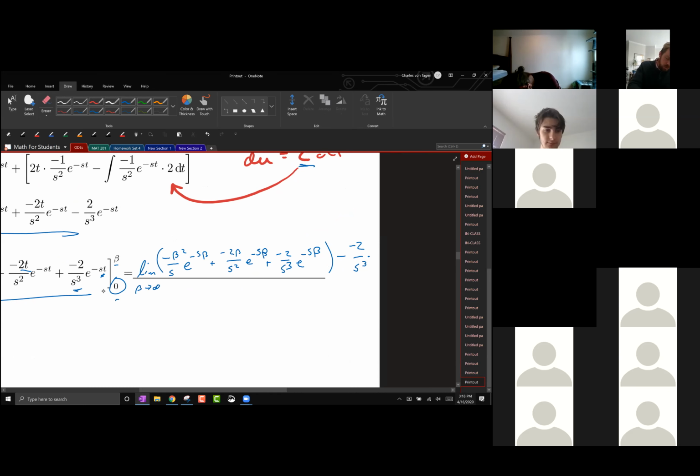And then notice that each one of these goes to 0, but we'd have to do L'Hopital's rule on both of these. We'd have to do L'Hopital once here. We'd have to do it twice here. And then this one will go to 0 here, but that is all assuming what? S is greater than 0. And so at the end of the day, what does this Laplace transform evaluate to? It evaluates to 2 over s cubed. And that holds for s greater than 0.